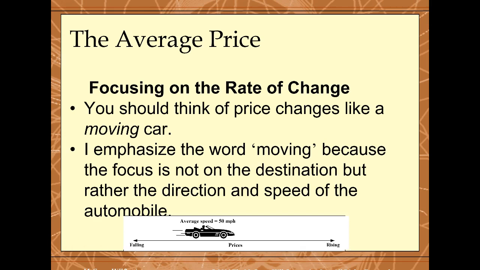So here we see a graphic of a car, right? So the direction is where the car is pointed. In this case, it's pointed forward. So it's moving forward. That's one description. And the other one is the speed. In this case, it's moving at 50 miles per hour. So when it's moving forward, prices are rising. When it's in reverse, prices are falling.